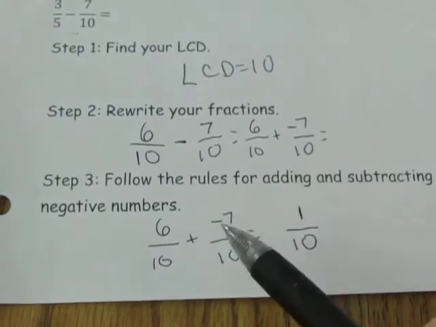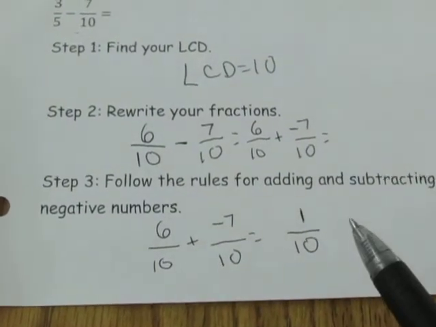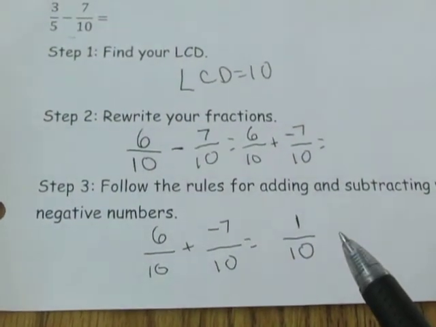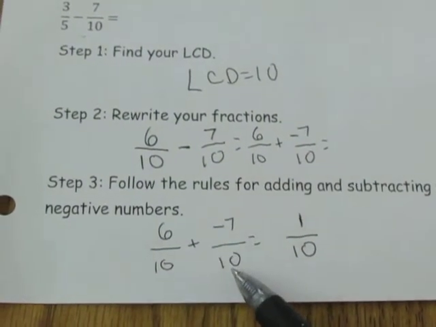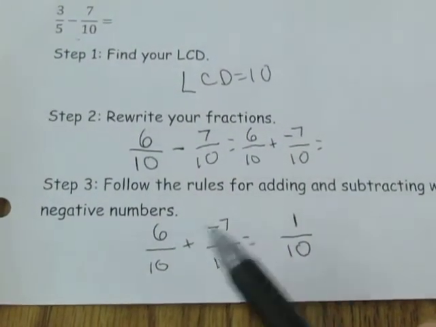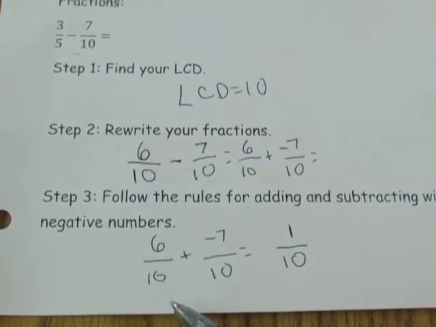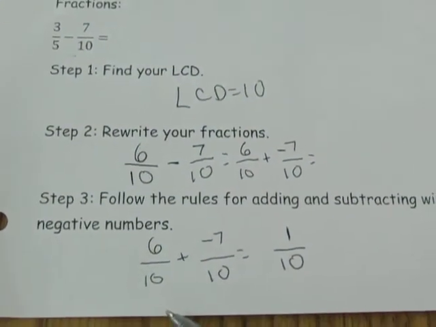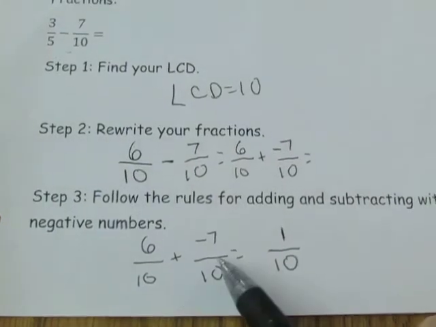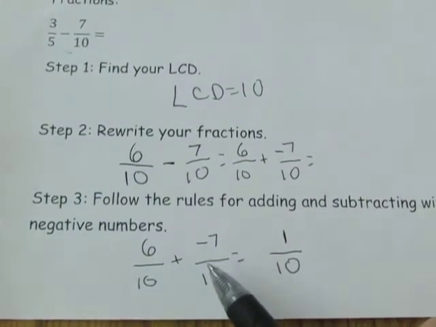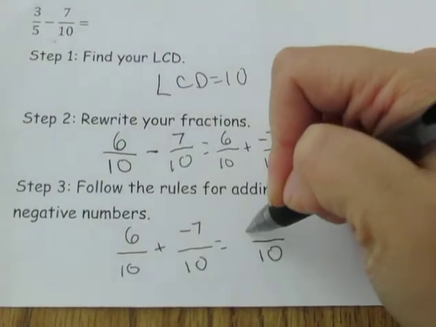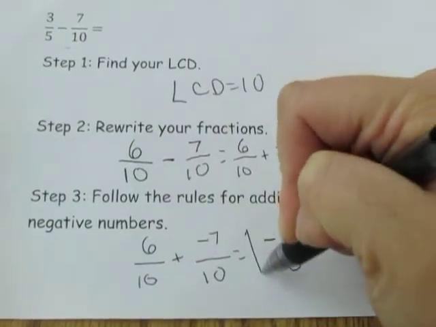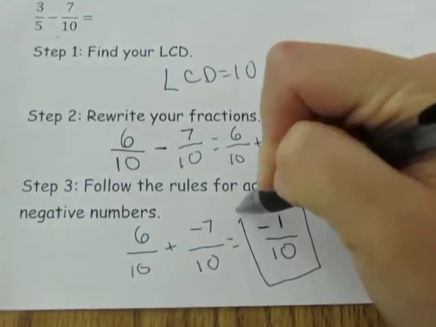So different signs you subtract, but you're going to keep the sign of the one with the larger absolute value. My negative 7 over 10 has a larger absolute value than my 6 over 10. So I'm going to keep the sign of the negative 7 over 10. The negative 7 over 10 is a negative, so my final answer also has to be negative. So it's negative 1/10.